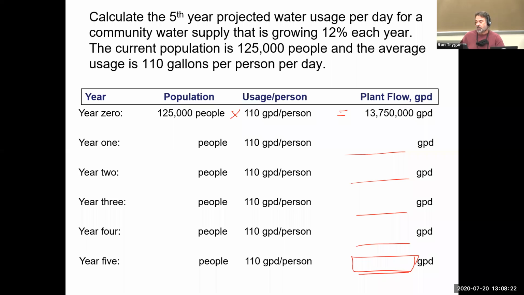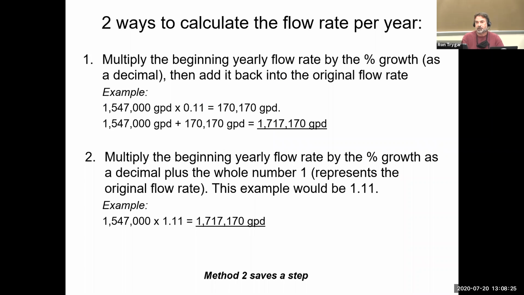All right, so I wrote up a little summary here on how you could do this. There's a couple of ways you can calculate it. You could multiply the percent growth for the population of 12% and then just keep adding the 12% in for each year on the population, and then finally multiply that by the 110 gallons per person per day. Or you could figure out what the flow rate is each year based off of the previous year's flow rate, with 12% increases. So you could do it several ways.